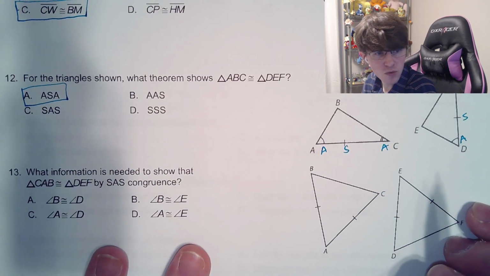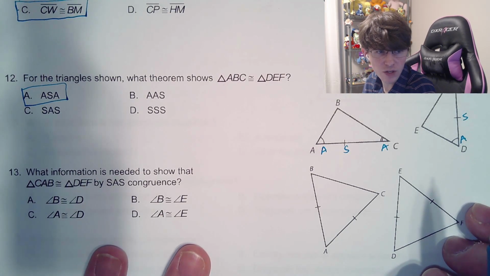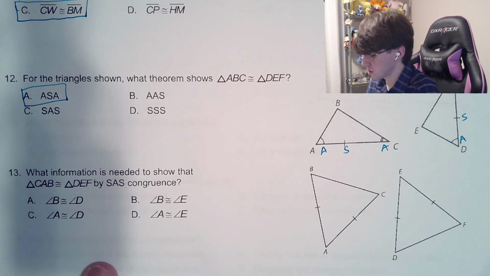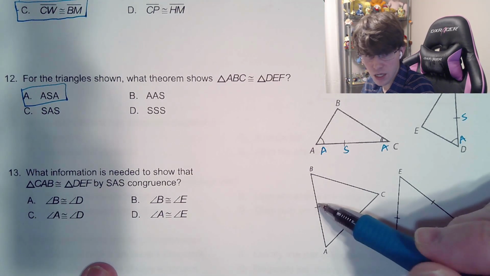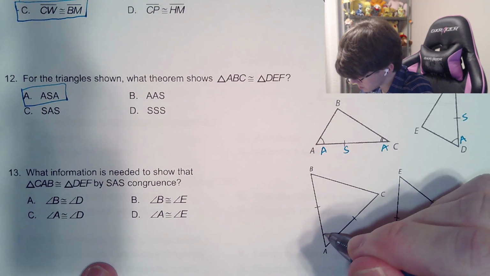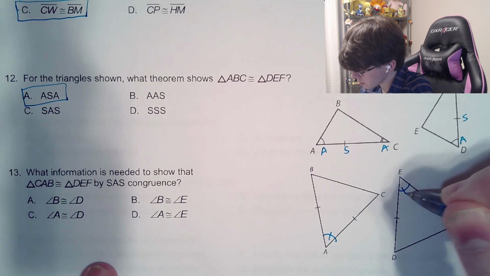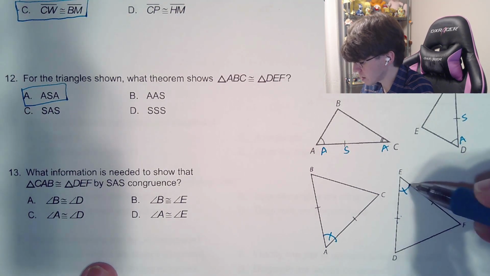For this last question, which one of these is needed to show that we have these two triangles the same by side angle, side congruence? So the angle must be in between the two sides. So here are two sides that are marked as the same. The angle that is in between them is this one. These are the two sides that are marked the same. So the angles that are between are this one. And now we have our side, our angle, our side.